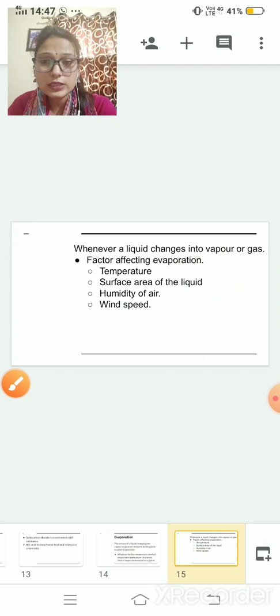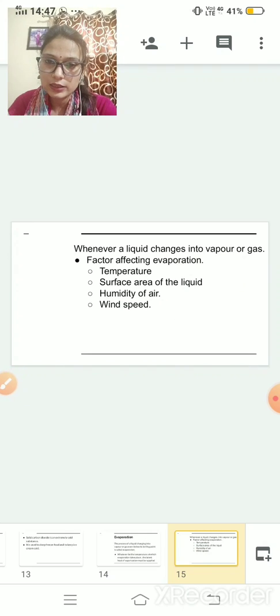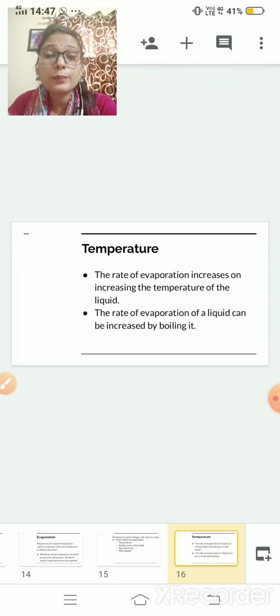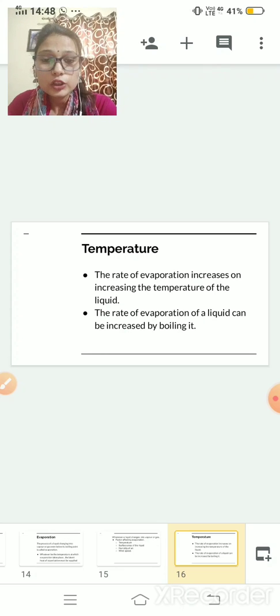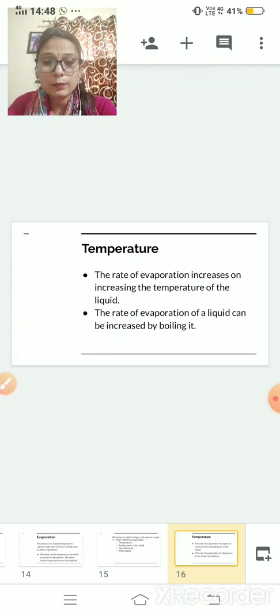Clear? Now we will study each of them one by one in detail. So, what is temperature? How does temperature affect the evaporation process? See, if you increase the temperature, what will happen to the liquid? Yes, the kinetic energy of liquid particles will increase. If the kinetic energy increases, then it will rapidly convert into gas. That means in that case the force of attraction between the particles is less. So the rate of evaporation increases on increasing the temperature of the liquid. That means the rate of evaporation of liquid can be increased by boiling it.